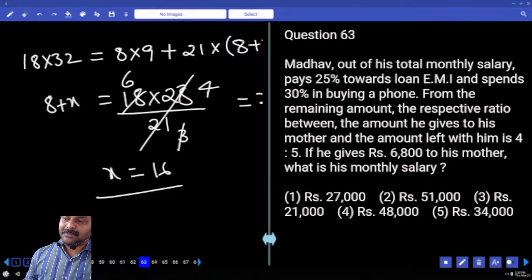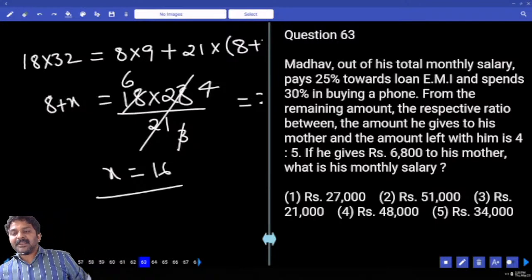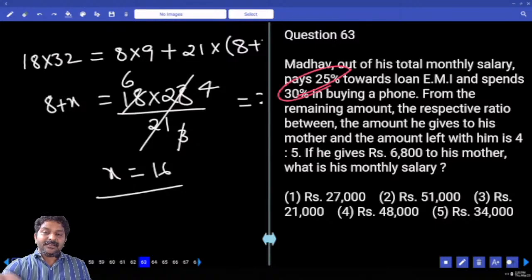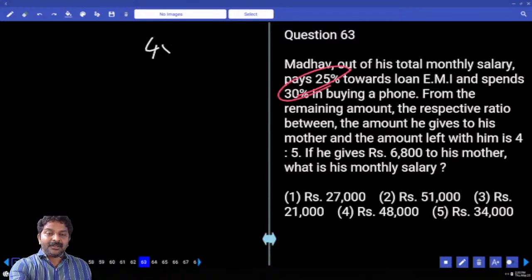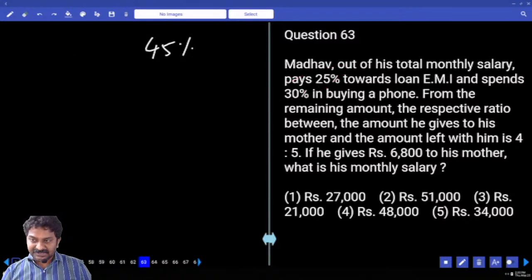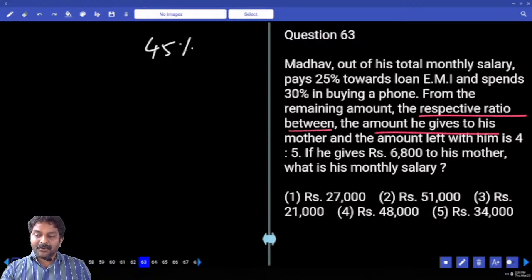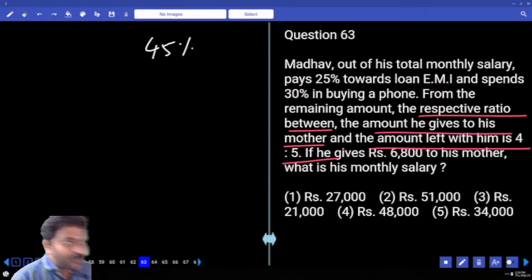Madhav out of his monthly salary pays 25% towards loan EMI and spends 30% on buying a phone from the remaining amount. So far how much is over? 50. Remaining. So out of this remaining 45%, the respective ratio between the amount he gives to his mother and the amount left with him is 4:5.